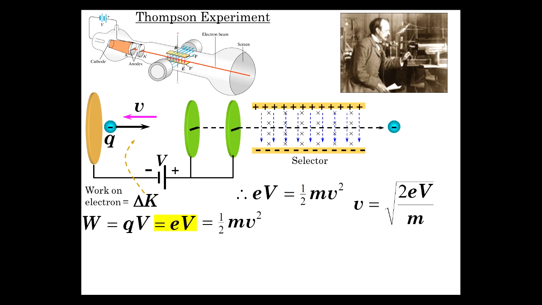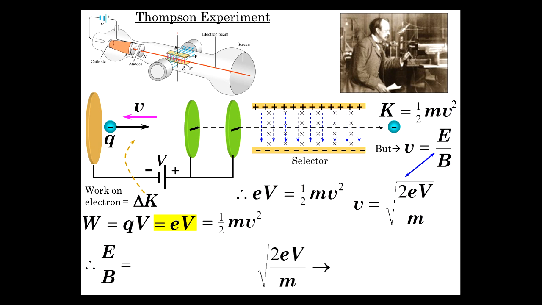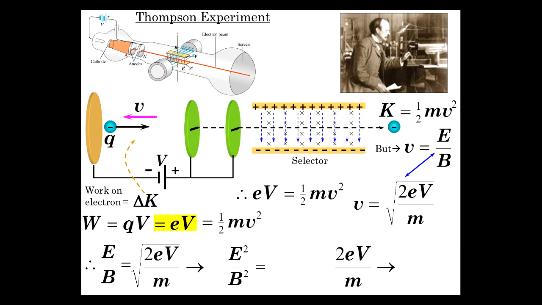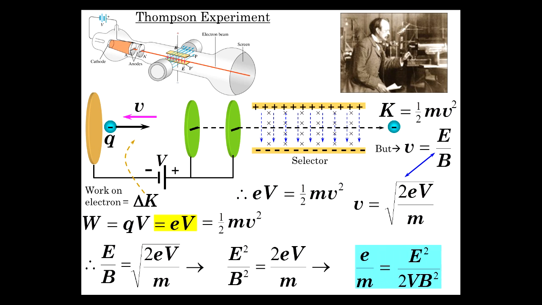Now, adjustments of the parameters here in the selector enable this charged particle to come through. The kinetic energy is 1/2 mv squared, but we know that the velocity is E over B, the electric field over the magnetic field. So that ratio is this ratio. We can do the algebra on that, square both sides, and get e over m out of this: e over m equals E squared over 2VB squared.